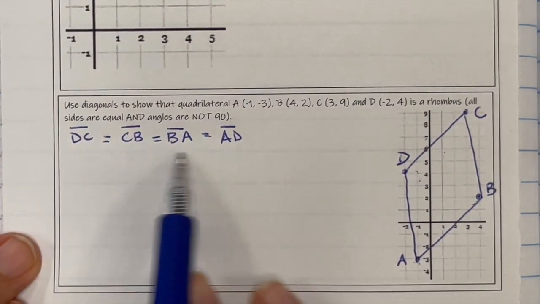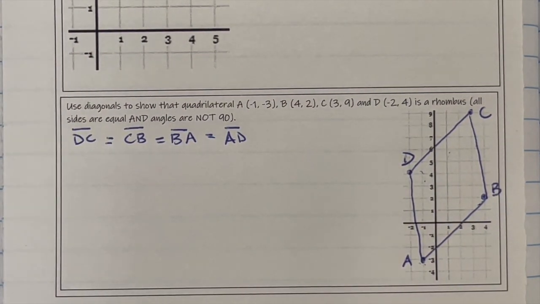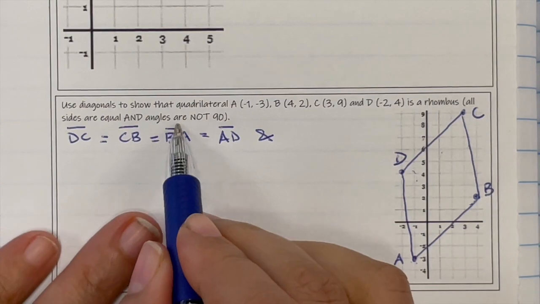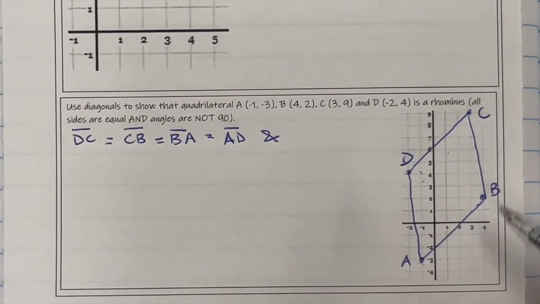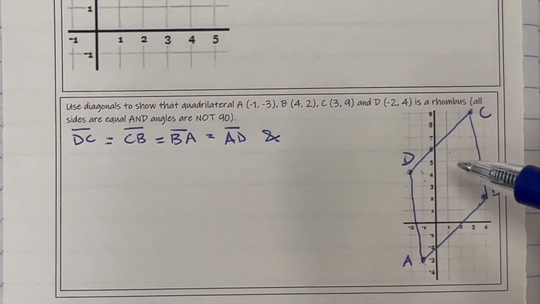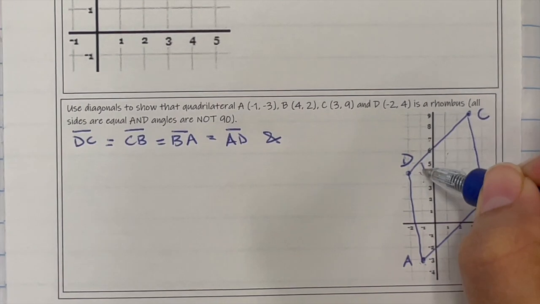Okay, so all these sides must be equal. So all sides are equal. That has to happen. And the angles are not 90. So these angles are not 90. I don't have to prove all of them. I just have to prove one of them isn't. So pick one. Doesn't matter which one you want. I'll pick this one right here. So I'll pick this angle here.